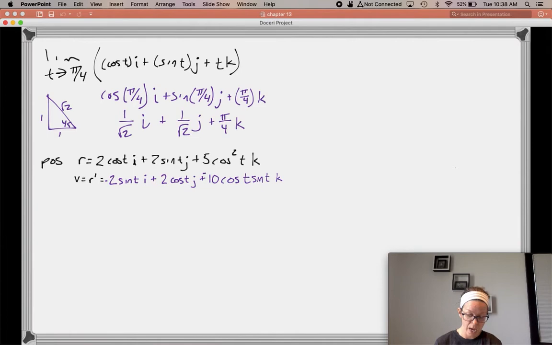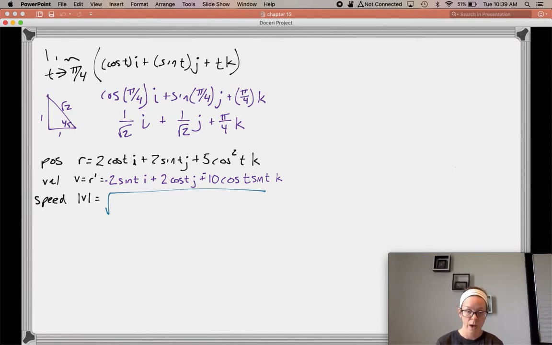If we wanted to find the speed, so this was velocity. Speed is defined as the magnitude of velocity, and magnitude is the length, not just make everything positive. When we think about length, we're thinking about the Pythagorean theorem, in this case a three-dimensional Pythagorean theorem, which is the square root of each component part squared.